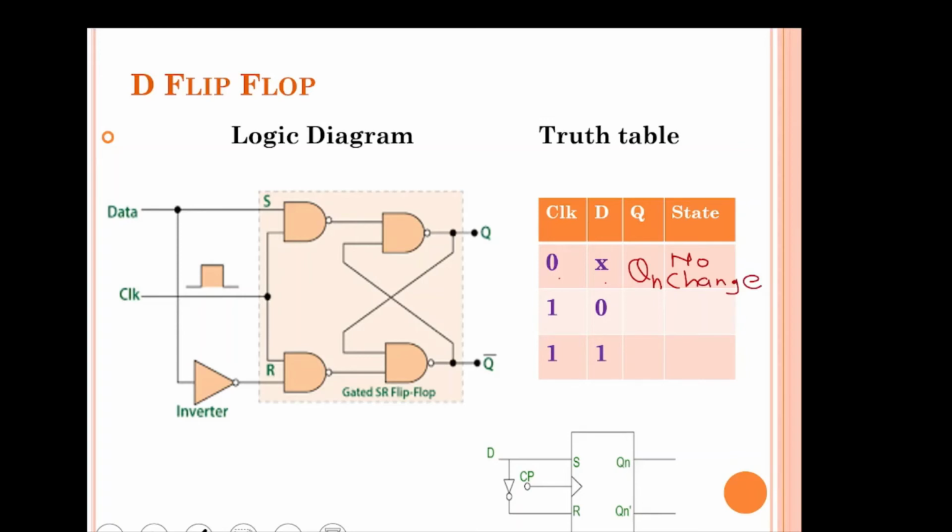Then we have to check if the clock pulse is 1 and D is 0. If D is 0, then S will be 0 and R will be 1, because this is inverted, and at the output of the inverter you will get 1. As we have checked for the SR flip-flop, if S is 0 and R is 1, then you get the output Q equal to 0. So here the output will be 0, and this is called the reset condition.